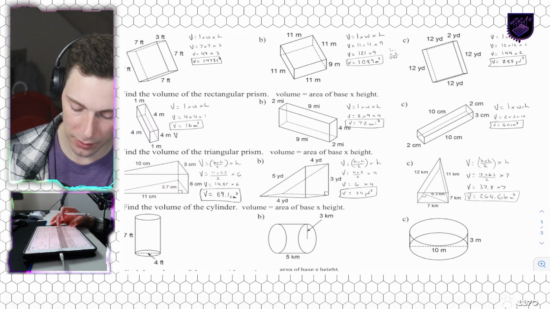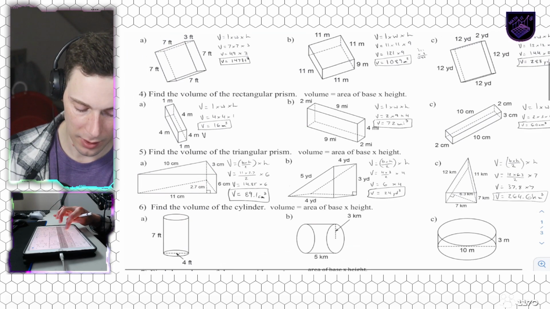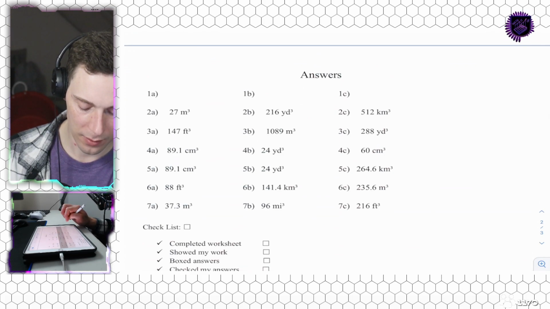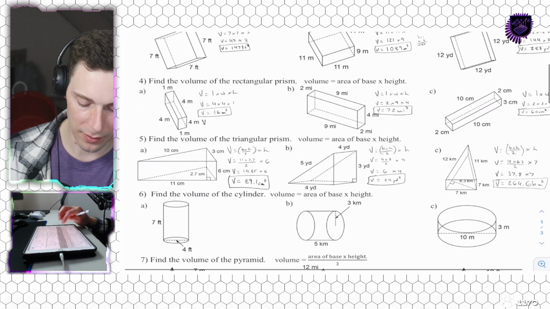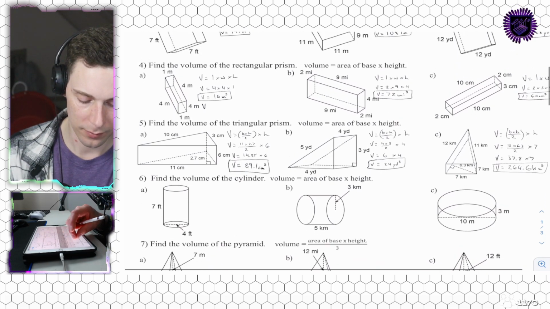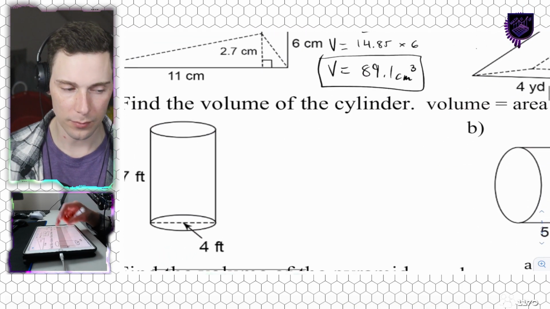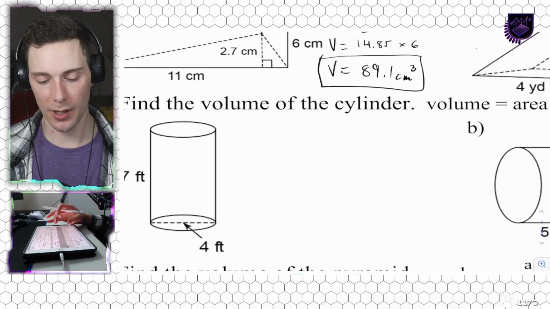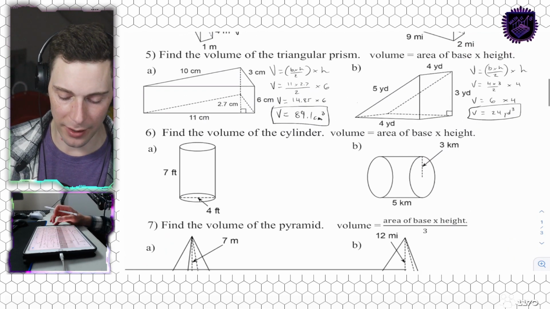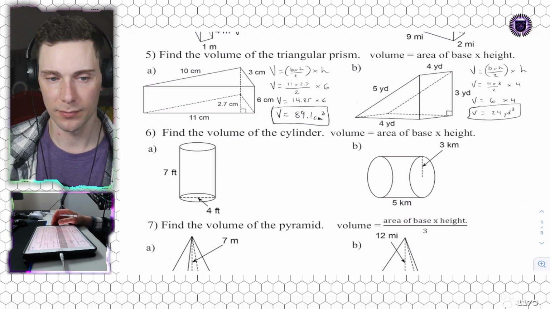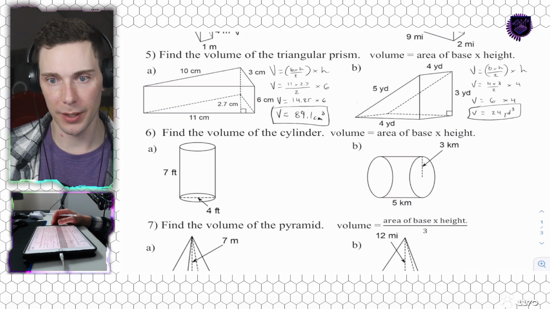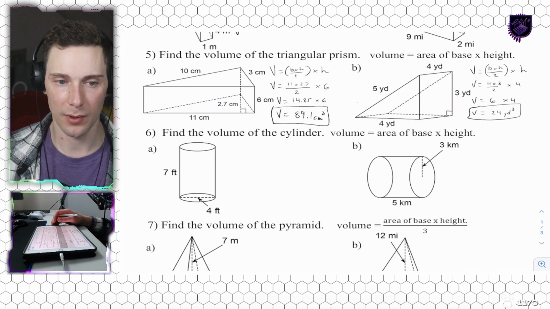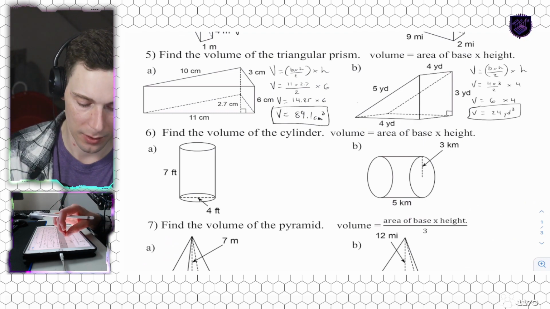24, 89.1, 264.6. That is 5. Yeah, looking good. All right, cylinders. Fun. Area of the base times the height. There it is. The area of the base is going to be pi r squared, right? Pi r squared times the height. Oh my gosh. All right. First one's tricky.